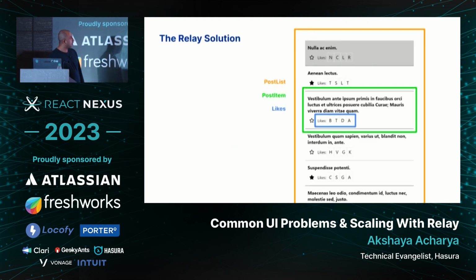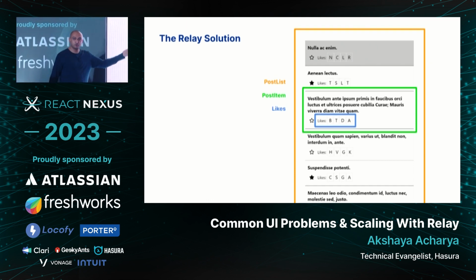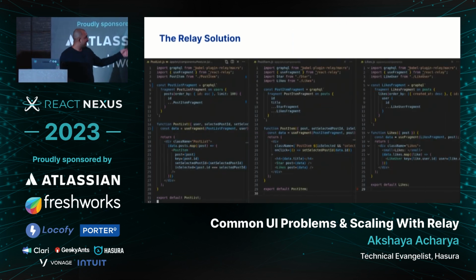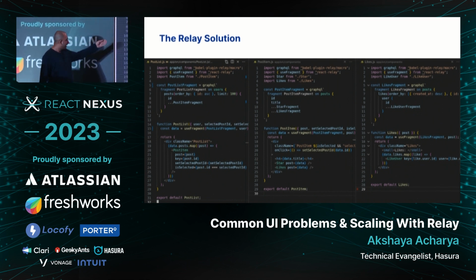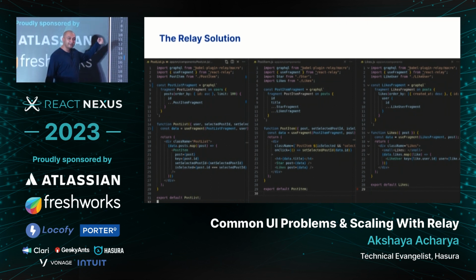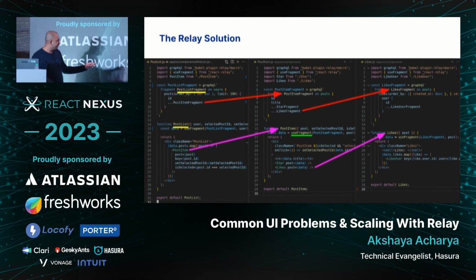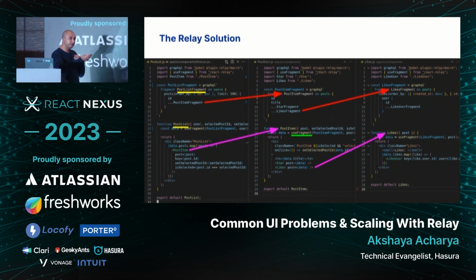And here's what a component tree could look like. Let's say this is the app we're building. You have a post list, post item, and each post item has likes. This is the code that actually makes that happen. So you can see that you have the post list component, post item, and likes. And with every component, you have the data that the component needs right next to it. So data fetching is co-located with the component. The next thing you see with the arrows is that the component tree is actually mirrored by the fragment tree.